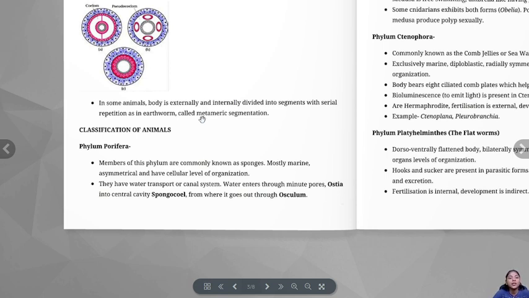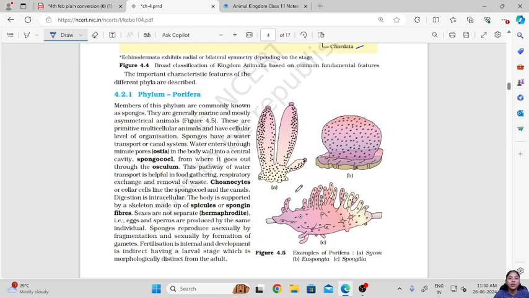Then they have a water transport or canal system. So the water enters through minute pores called the ostia into a central cavity called the spongocoel. Okay, and now from the spongocoel the water goes out through the osculum. Okay, so let us see the diagram.